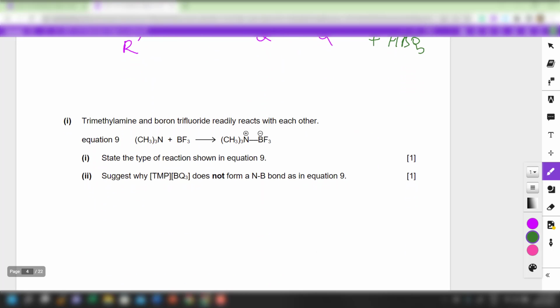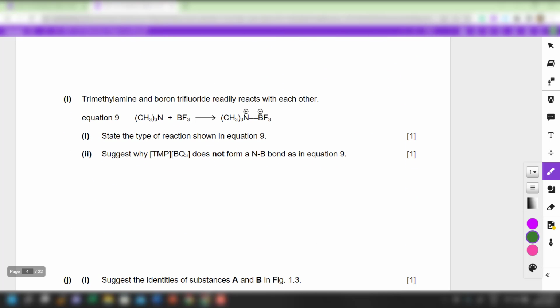Okay, and then of course moving on to part I, trimethylamine and boron trifluoride react readily with each other. So again, this is a new reaction, but it's going to give you some hints to the question later on. State the type of reaction shown in equation 9. This is basically a Lewis acid-base reaction. It's not a normal Bronsted acid-base. Why? Because there is no H plus introduced. The so-called Lewis acidic center is a boron center.